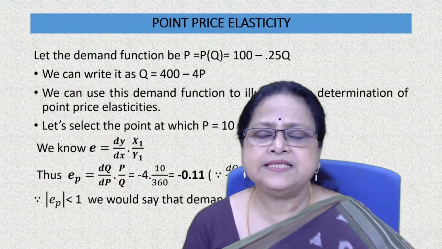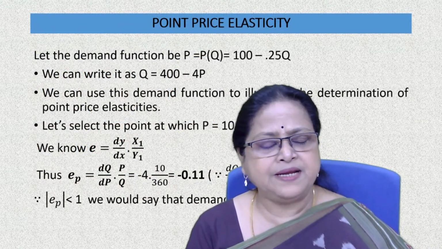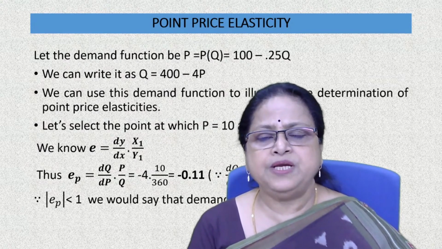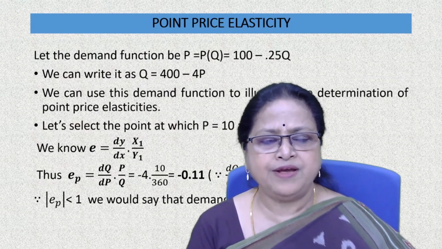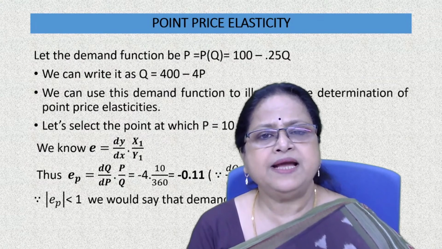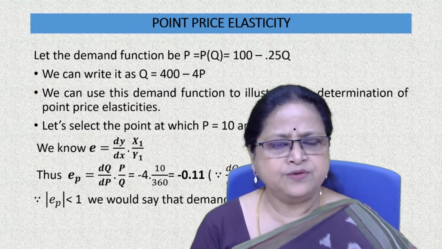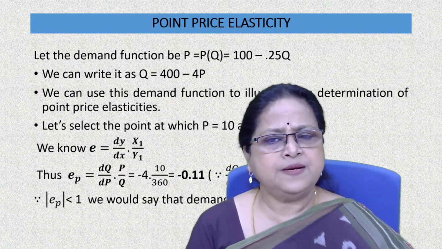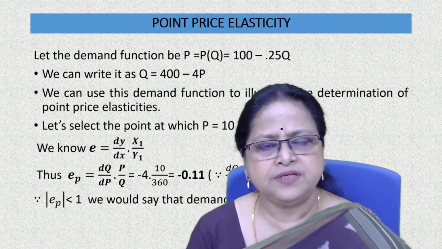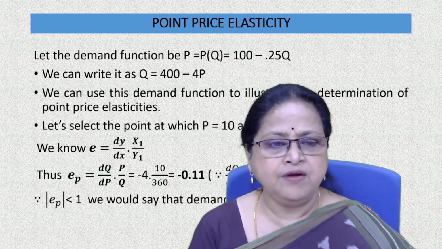Now, point price elasticity, we can go for that. Let the demand function be P equal to 100 minus 0.25Q. We can write it as Q equal to 400 minus 4P. Just take Q to the left side and P to the right hand side, you will get it. Now this is a demand function. Quantity demanded is a function of price.